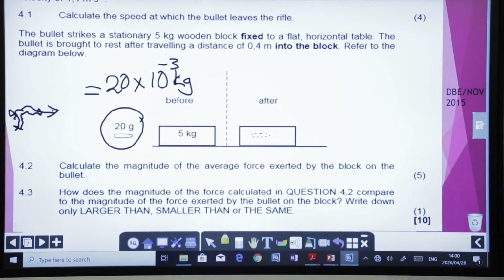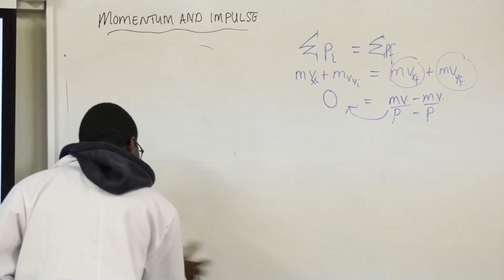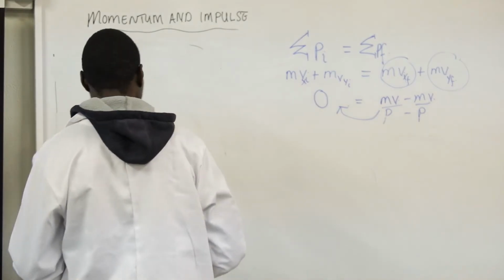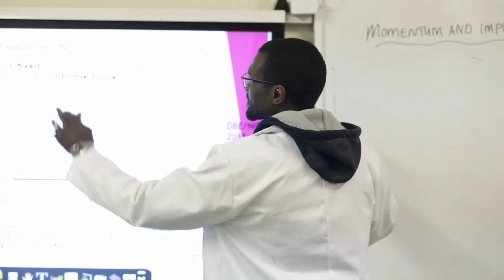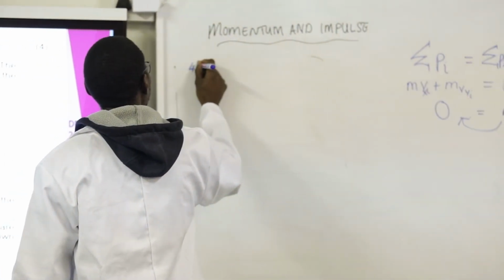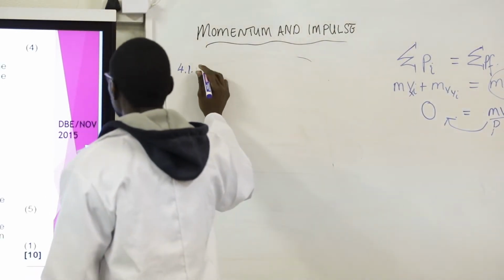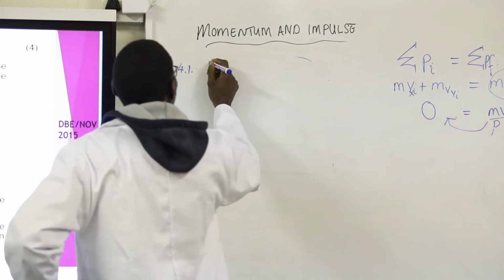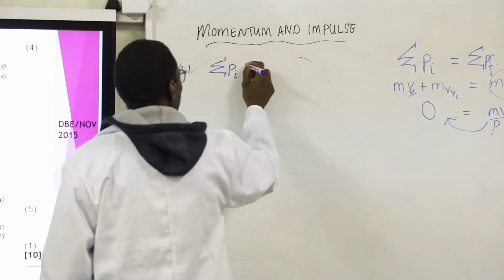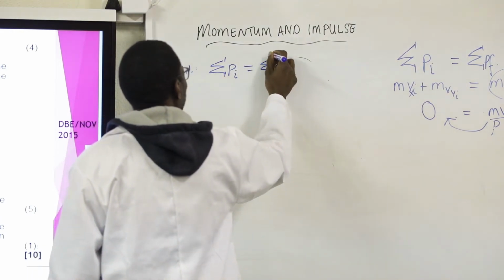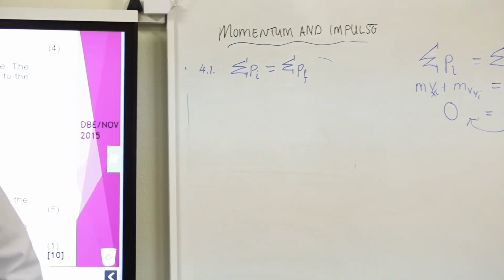Exactly that. So I said keep that in mind. Let's do it as quickly as we possibly can. Can't use the red one, it won't be clear. So this is 4 points. 1 point, 4.1, all right? So I know you get a mark for this. The sum of initial momentum is equal to the sum of final momentum, right?